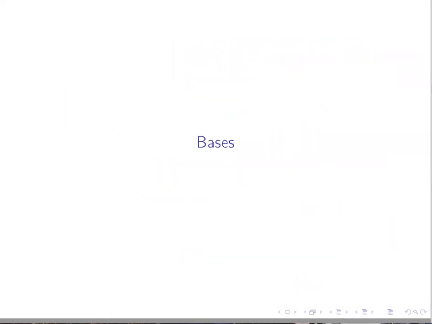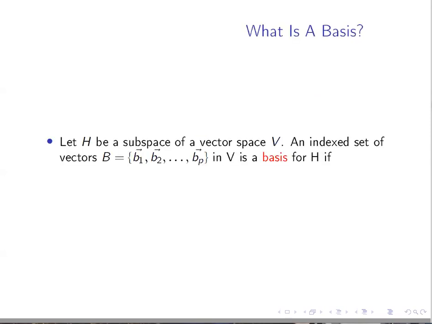Now this applies to a basis, because a basis is a subset of a subspace of a vector space. The basis of that subspace is an indexed set of vectors that has two things: it's linearly independent and it spans. So it's a linearly independent spanning set. We need two things to be true. Anytime we're showing that something is a basis, we have to show that it is linearly independent and that it spans.